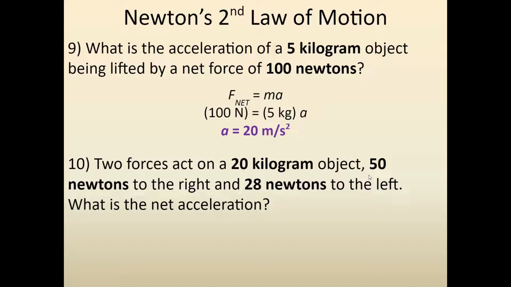For number 10, they tell us two forces, and they give us the mass, and they want us to find the net acceleration. So we're going to do F net equals ma. This time, because I have the two forces, I have to subtract them. We have 50 to the right and 28 to the left. So they're going in opposite directions. 50 minus 28 gets me 22. Put that into the equation, set it equal to 20a, and we get that the acceleration is 1.1 meters per second squared.